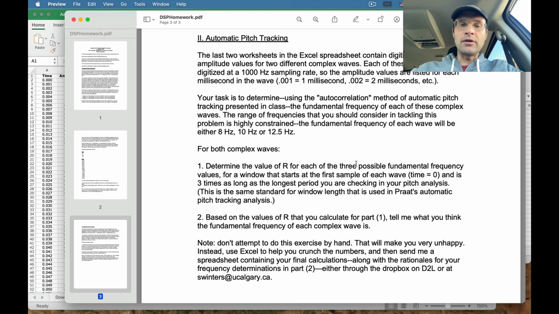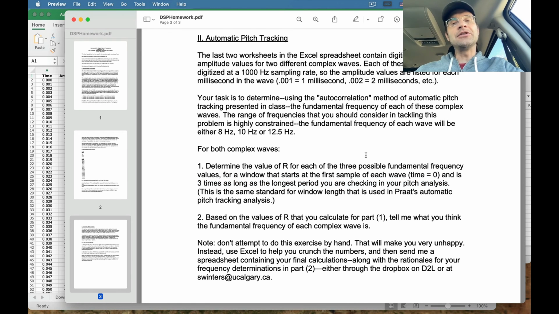And then the tricky part that messed a lot of people up was the window part. So you have to look at a window that starts at the first sample of each wave and is 3 times as long as the longest period you are checking in your pitch analysis. I wanted you to take that approach because that's the approach that Praat takes when it does pitch tracking itself. And the criterion, again, is that that window length has to be 3 times as long as the longest period you are checking in your pitch analysis.